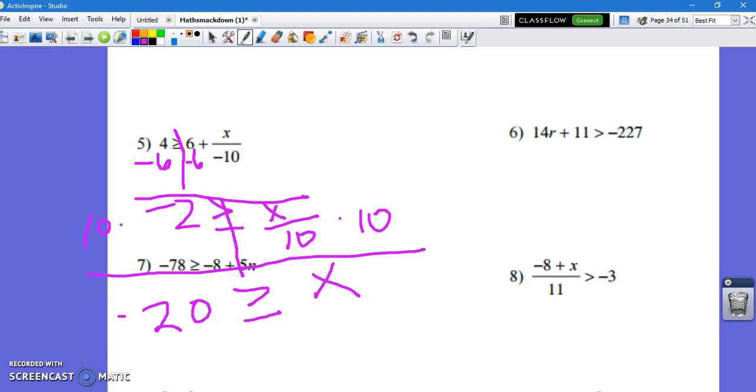Okay. All right. Well, now we got to graph this one, right? So, how are we going to graph? You're going to put a -20 in the middle, and then you're going to put a -19 on the left, and a -21 on the right.